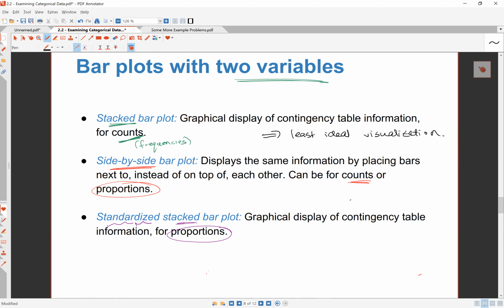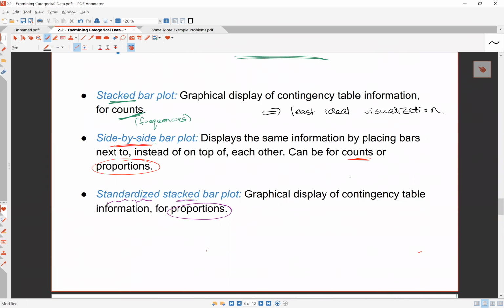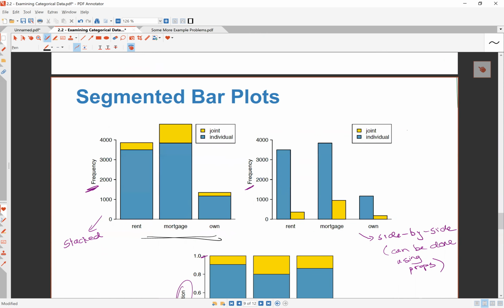Firstly, because it's based on counts. And then if you're trying to compare across bars, it can be messy to read. So a better way of doing it often is a side-by-side bar plot.